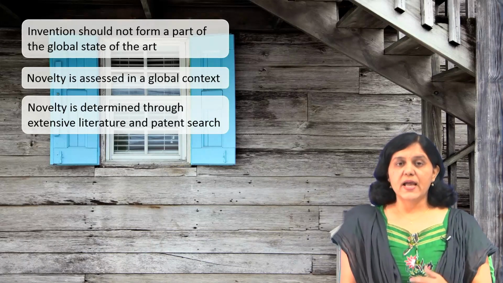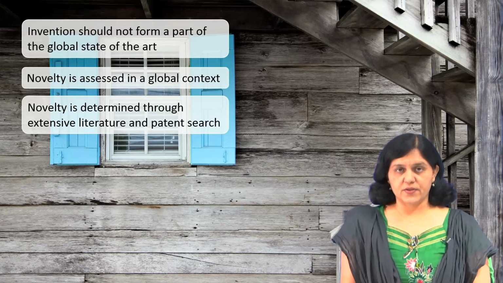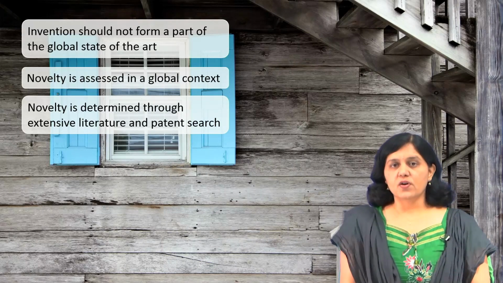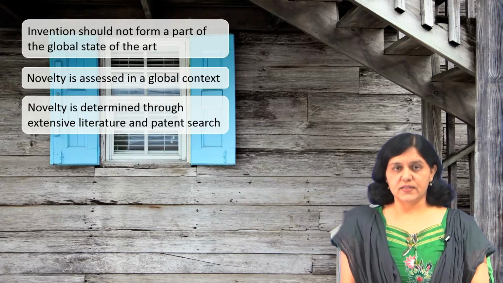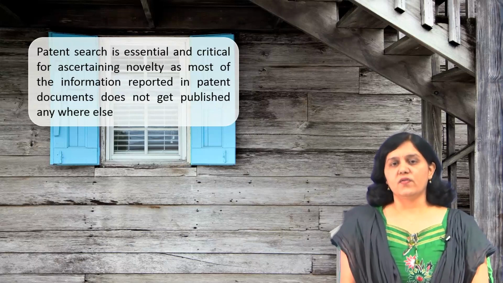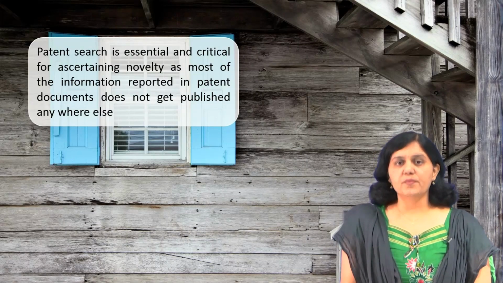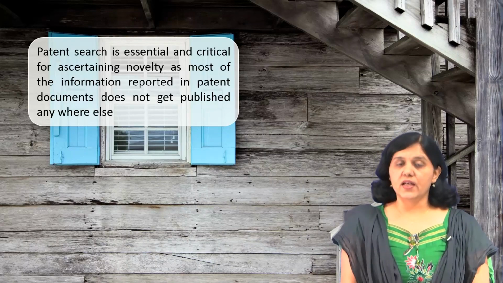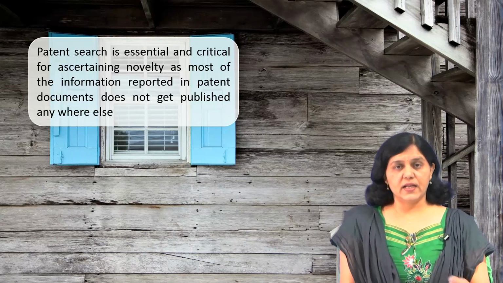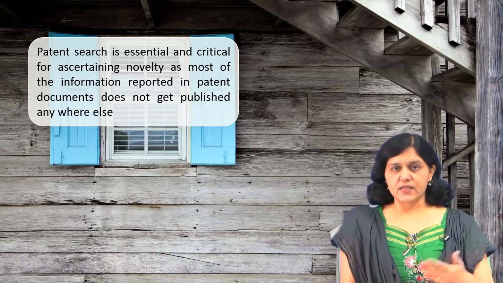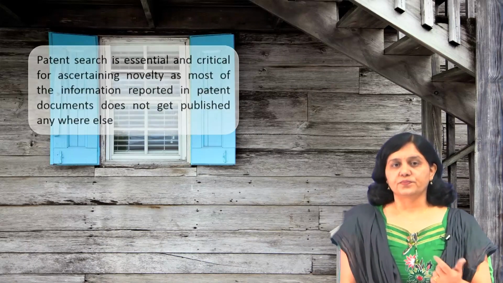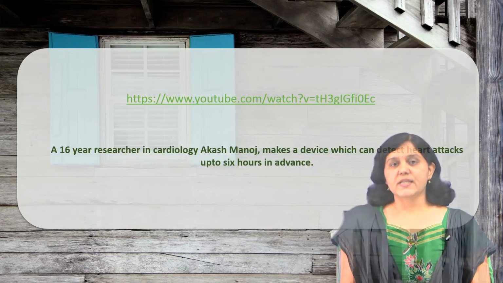Novelty is determined through extensive literature and patent search. So, these three points: it should not form part of the global state of the art, it will be assessed in a global context, and novelty is determined through extensive literature and patent search. It is very important. Now, patent search is essential and critical for asserting novelty, as most of the information reported in patent documents does not get published anywhere else. So, patent searching and analysis is very important, and we have already dedicated one module to patent searching and analysis, and you have seen the details of that. So, this is important. Now, check this example.